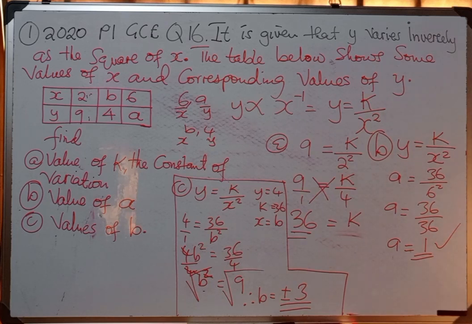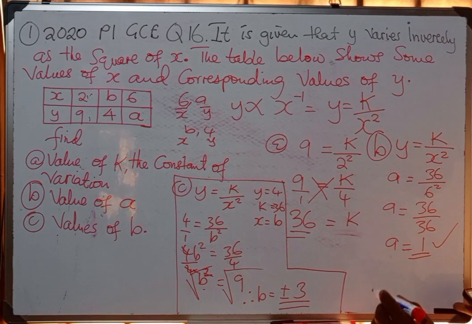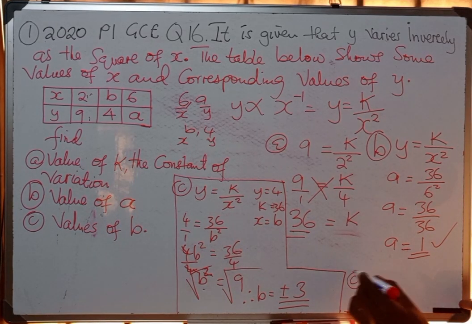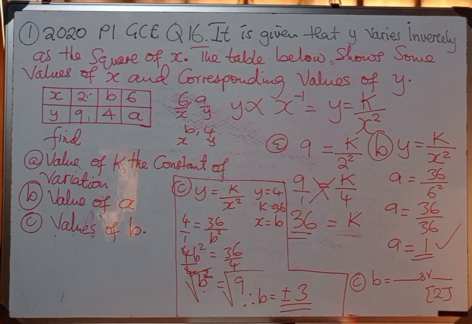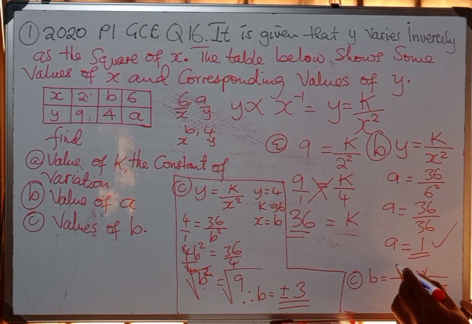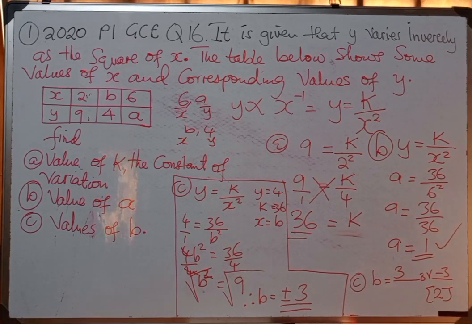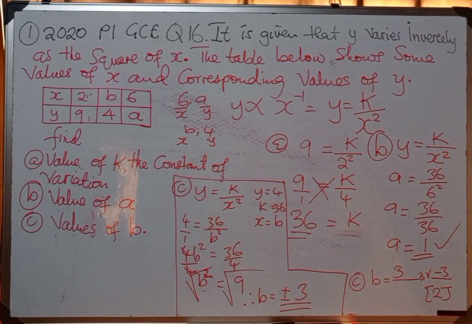And according to the exam paper, they have written on question number C that b is equal to dash or dash. Then you have your 2 marks there. So this means that you can put your 3 and on the other side you put negative 3 as your answer. So that is what we have under this. Let us look at another exam question.